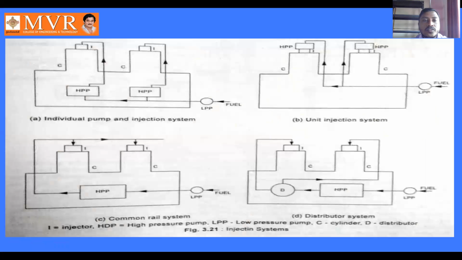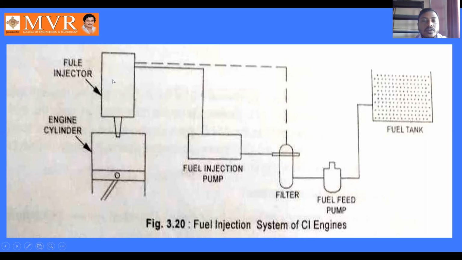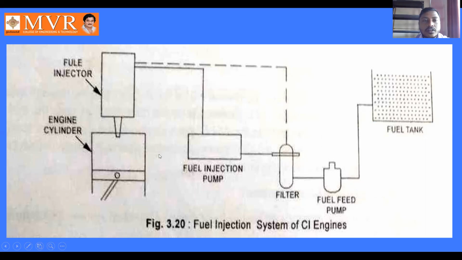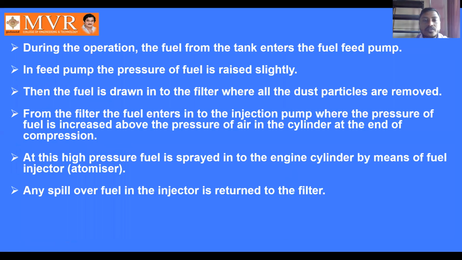Using the fuel injector, we inject the fuel into the engine cylinder. Any spill overflow in the injector is returned to the fuel tank. If there is any overflow of the fuel that has entered here, it returns back to the fuel tank, and we can observe it is returned back to the filter. This is what the fuel injection system of CI engines is about.